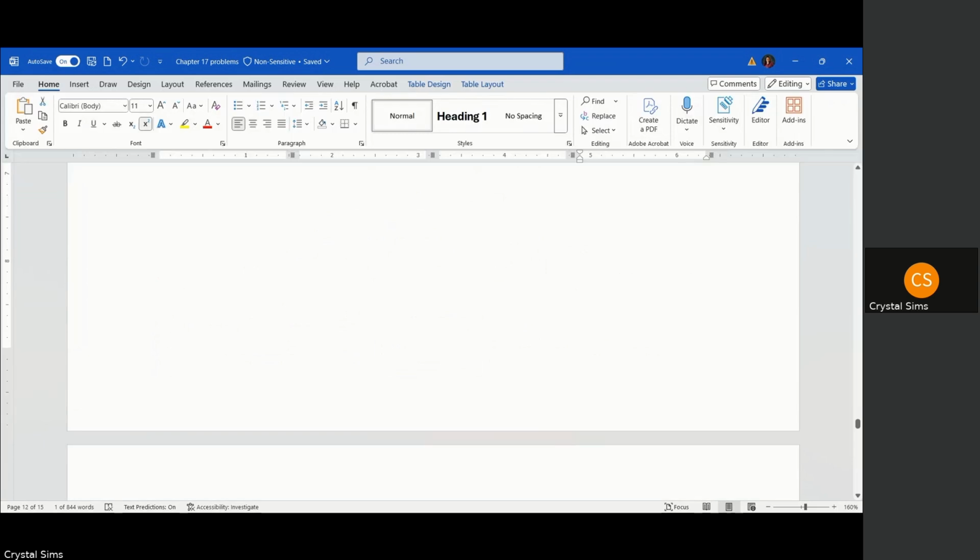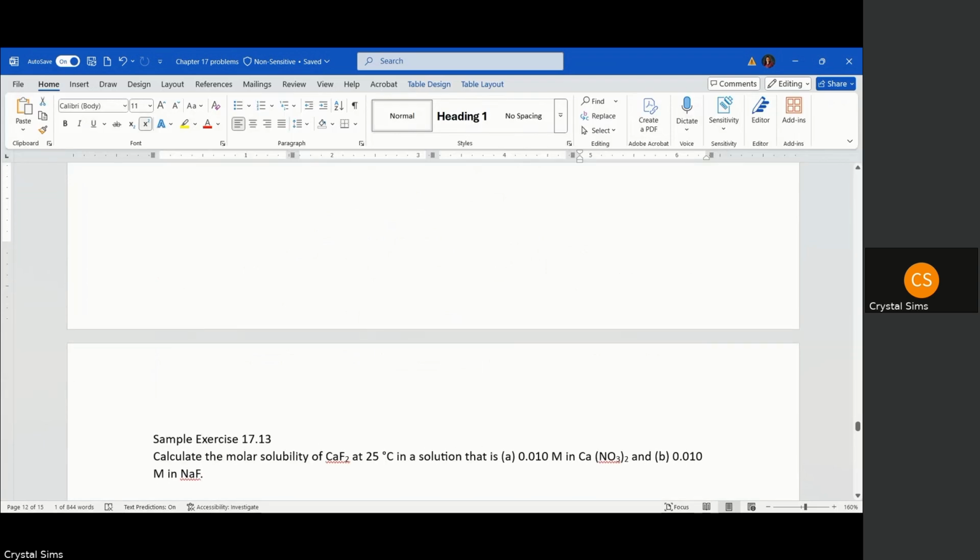Okay, continuing right along. Exercise 17.13, we start to take a look at some of those effects on solubility. And this first one that we're going to look at here is the effect of a common ion on solubility. So we want to calculate the molar solubility of calcium fluoride in a solution that is 0.01 molar calcium nitrate and 0.01 molar sodium fluoride. So now we're not just putting it in water, we've got solutions that have common ions.